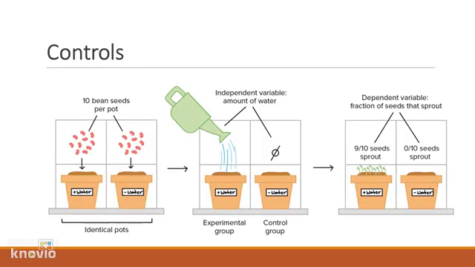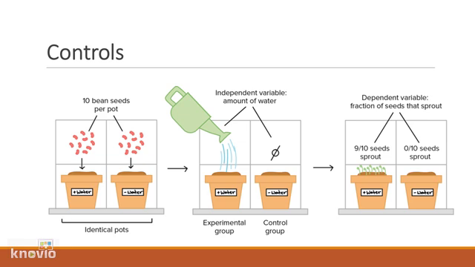It's really important that each experiment has controls. Here we have 10 bean seeds per pot that have been put in two identical pots. The independent variable is the amount of water we put in each. In one we add water and in the other we don't. The pot where we don't put water is our control group. It's our negative control group.